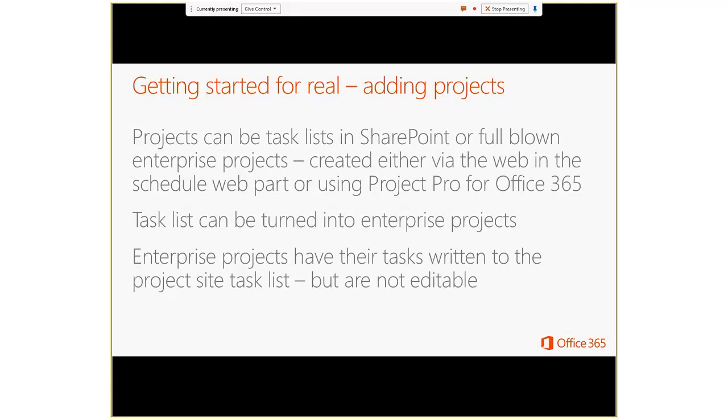In a similar way, enterprise projects, when you publish them to your Project Online environment, their tasks are written out to the project site task list as well. You wouldn't edit them through there, you'd edit them through either the scheduled web part or Project Pro for Office 365. But they're viewable there, and they also fulfill other functions there, in terms of linking those to documents and issues and risks and all those kinds of things. And you could attach workflows to those as well. So there's lots of good reasons for having those.